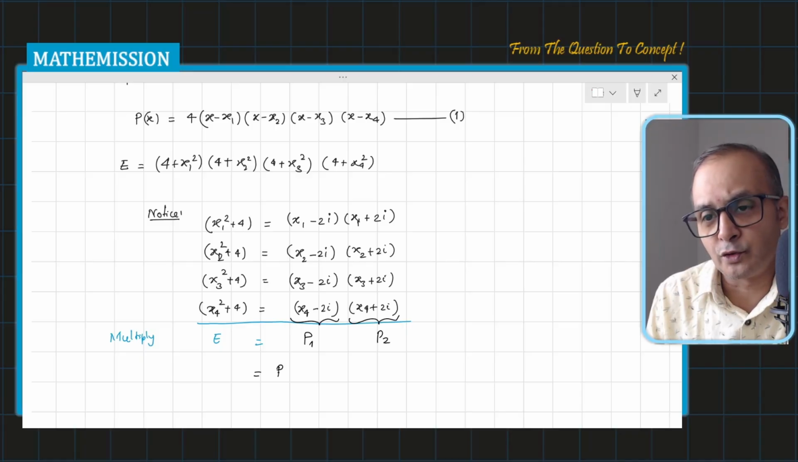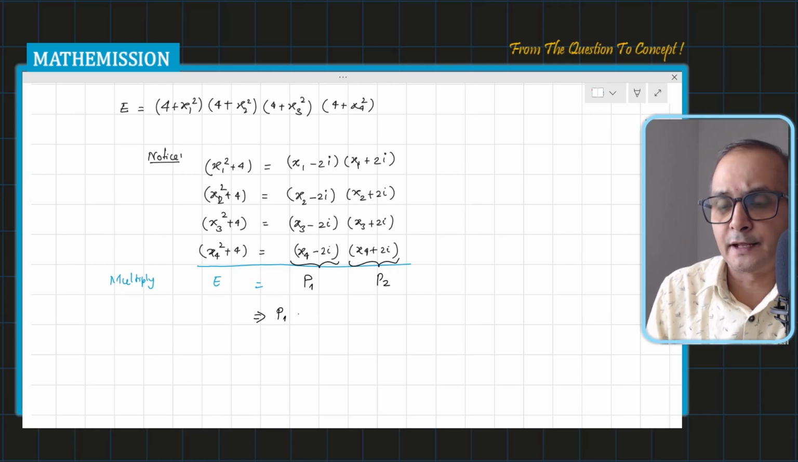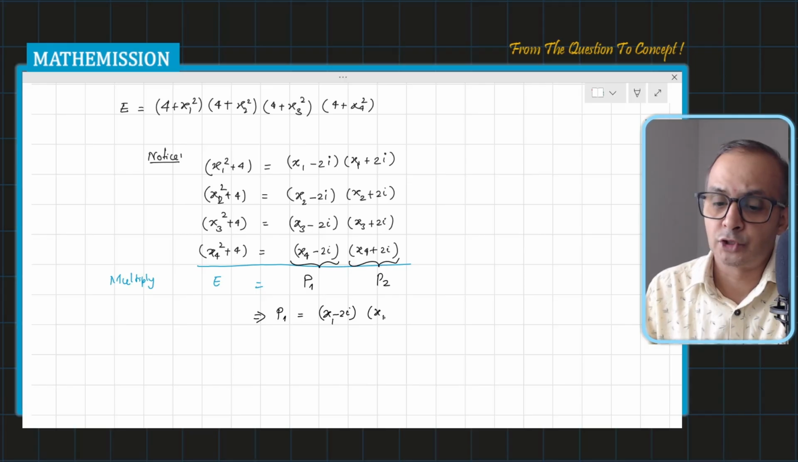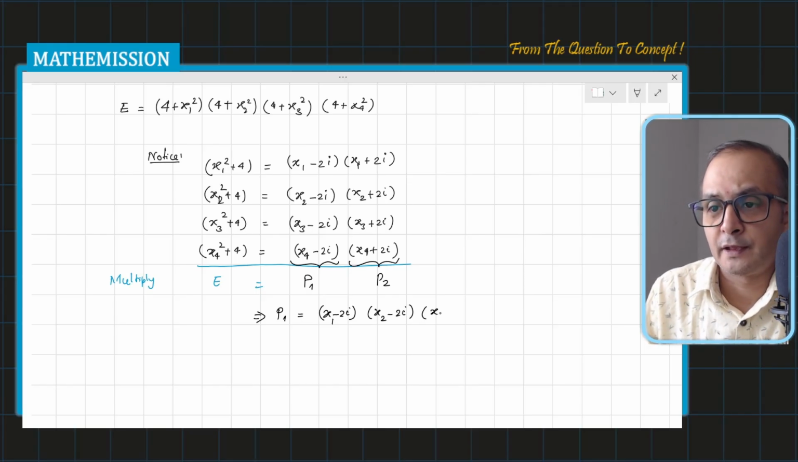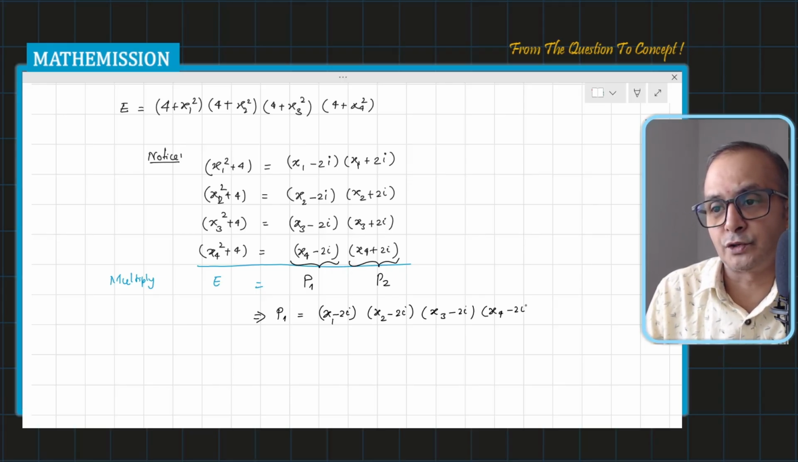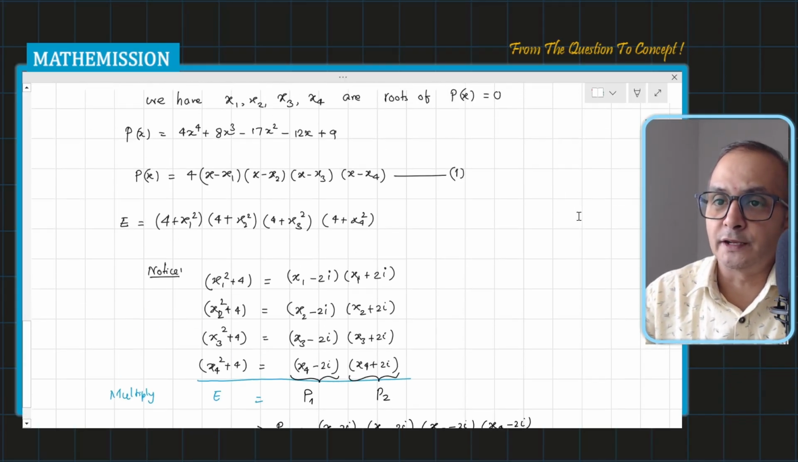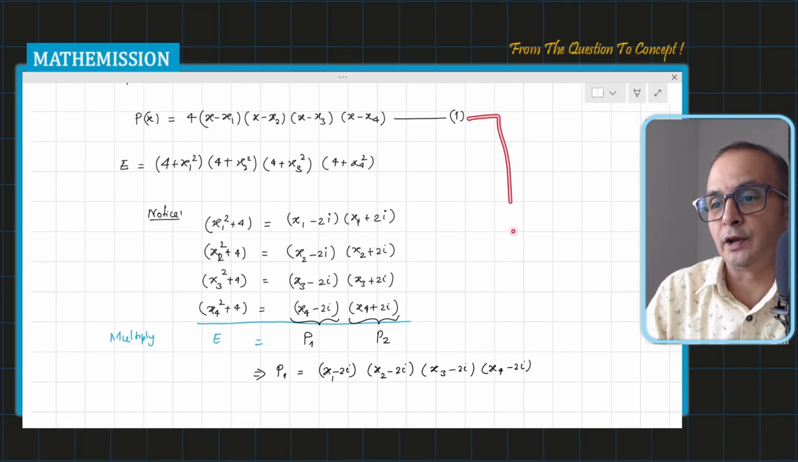What is product 1? You can notice the product 1 is nothing but (x1 minus 2 iota), (x2 minus 2 iota), (x3 minus 2 iota), and (x4 minus 2 iota). So notice the product 1 in this context. You notice equation number or expression number 1. Try to relate these two together.